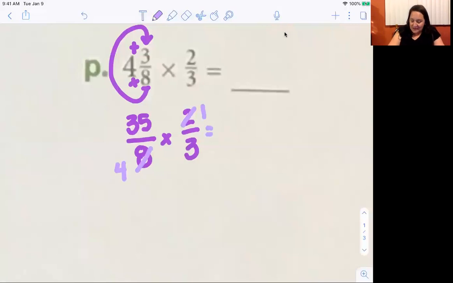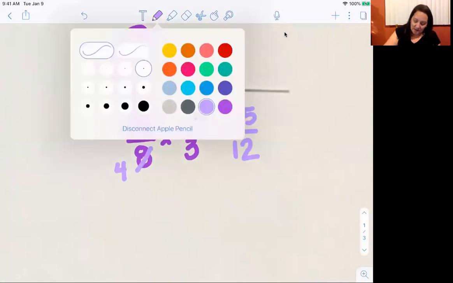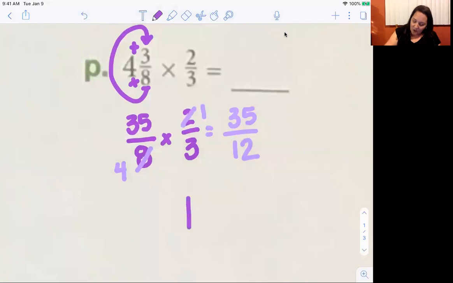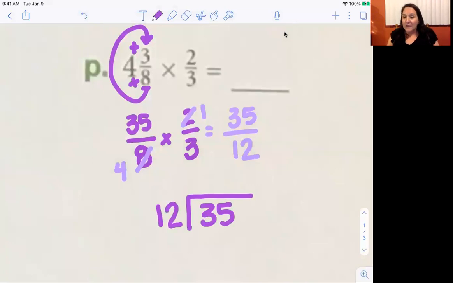35 times 1 is 35. 4 times 3 is 12. Okay, just like we did with the last problem, again, we need to change this improper fraction to a mixed number. So 35 divided by 12.